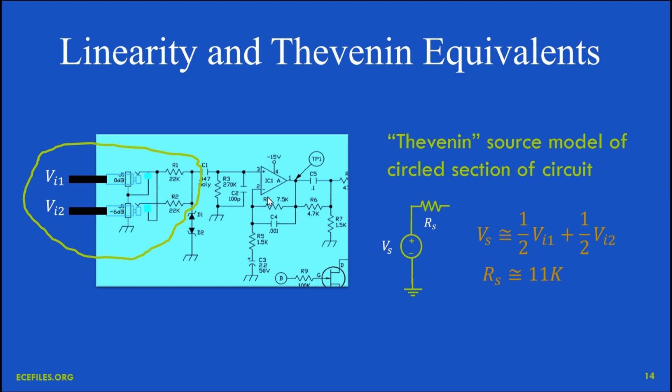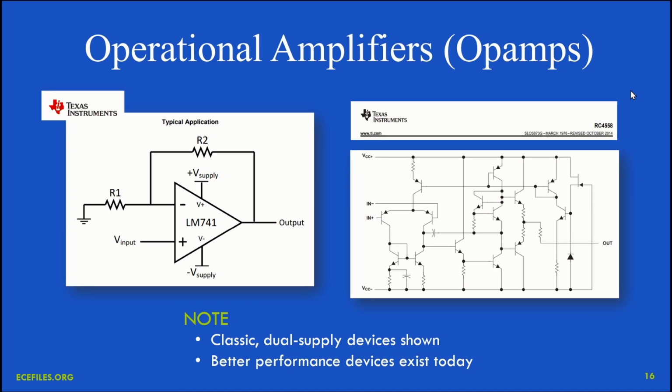And it's built around an operational amplifier. And the part number in this case is RC4558, which is actually a dual version of the classic LM741 operational amplifier. And what exactly is an op-amp? Well, we talked briefly about it in episode 3.